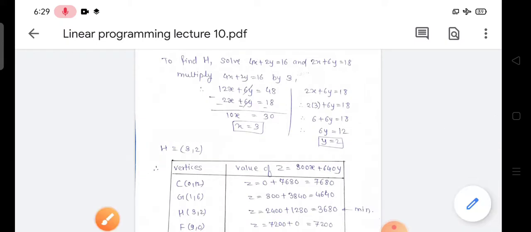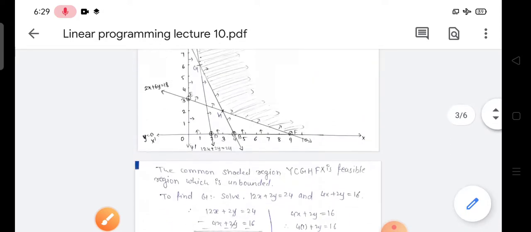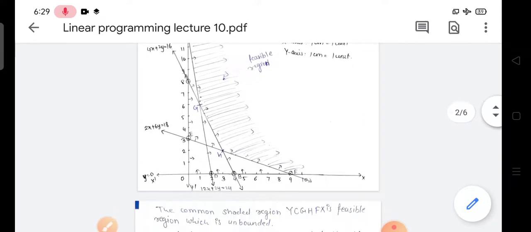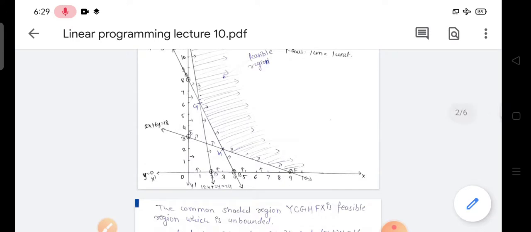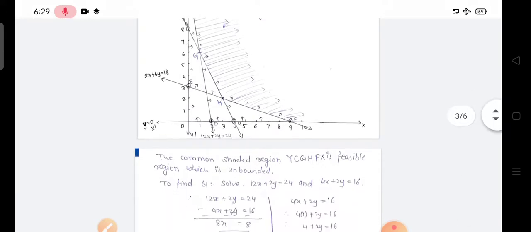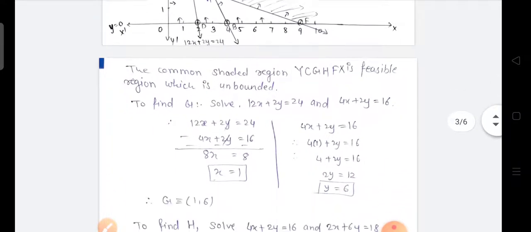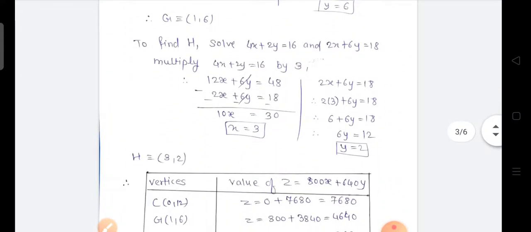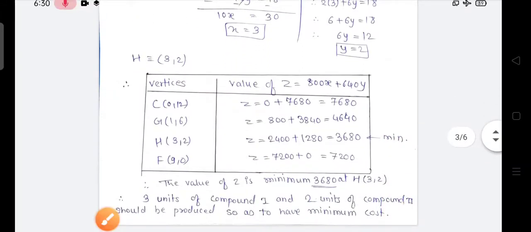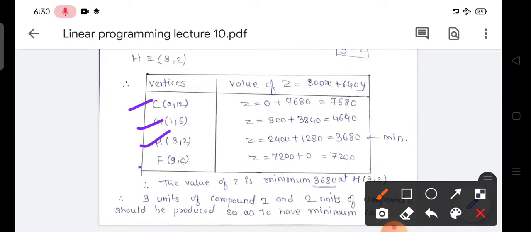Okay, so here we get all the vertices of the feasible region. So find out at which point Z has minimum value, that is, how many units should be there so that we get minimum cost. Here the vertices are C, G, H, F. This is Z that we defined, 800x plus 640y.